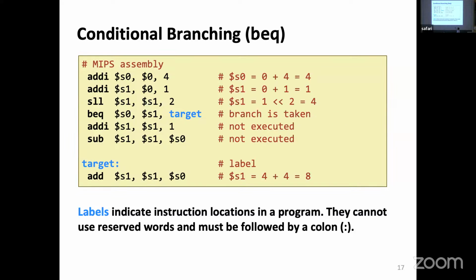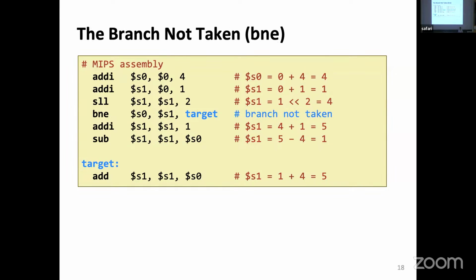So just to show you that it's exactly the same slide. And there is also the brother, the sister, the same thing. Now we are doing branch if not equal to jump to target. In this case, because they are equal, we will not jump. We will continue with the next line. So we will add immediate 1 to S1, and then we will subtract S1 from S0, and the result will be 1. And now I'm back to this location.